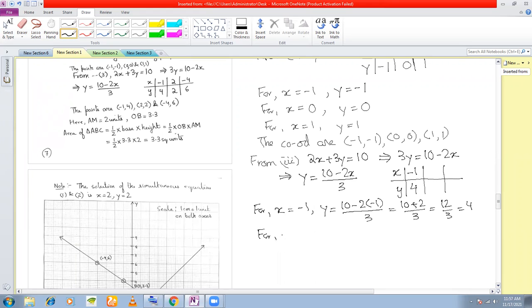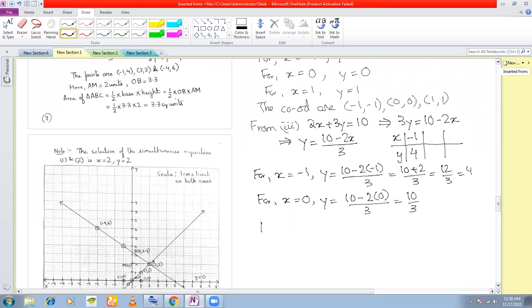Next, let us take x is equal to 0. Y is equal to 10 minus 2 into 0 divided by 3. Right? So you get 10 by 3. Now, which is not very convenient to plot. Okay, we'll see what we can do with this. Let us take another value, x is equal to 1. Y is equal to 10 minus 2 into 1 divided by 3. So you get 10 minus 2 divided by 3. Again, a fractional value you are getting, which is 8 by 3. So -1, 0, and 1 does not work. In fact, only one value worked. X is equal to -1, which was convenient for us to plot.